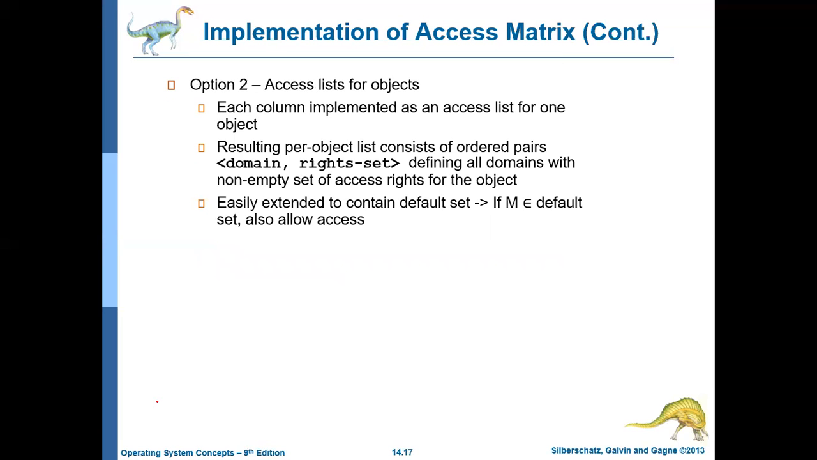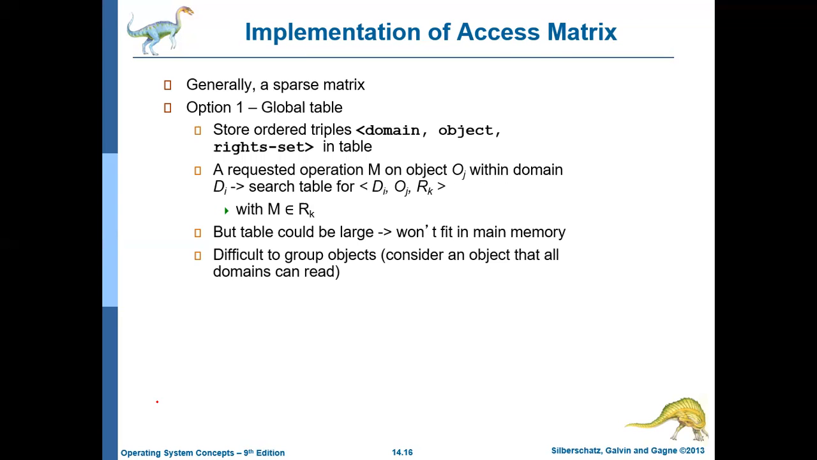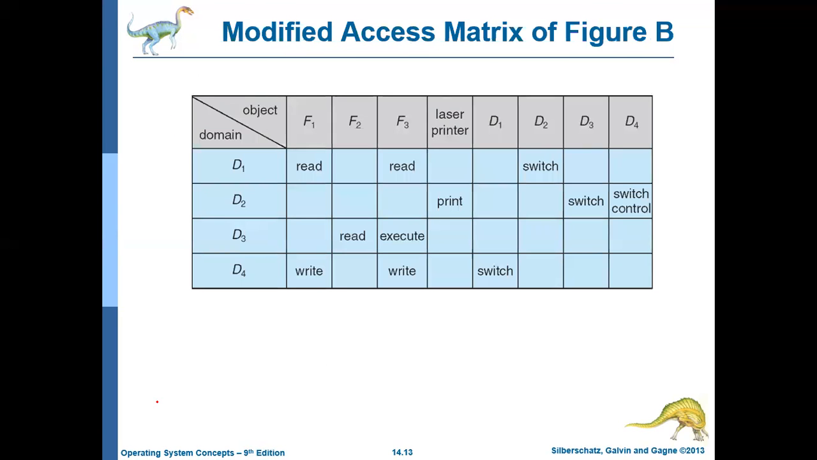The other type of representation is to use the access matrix as it is, represented as a sparse matrix. A sparse matrix is one where most of the entries are unfilled. Here you can see most of the entries in this matrix are unfilled, which means that from a particular domain you cannot perform a particular operation on so and so object.